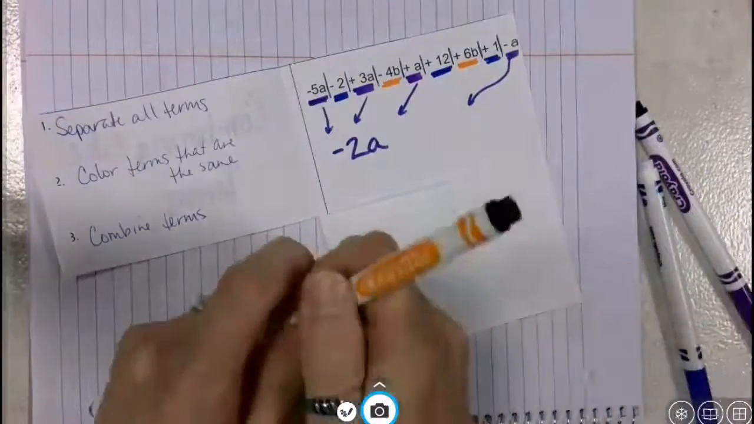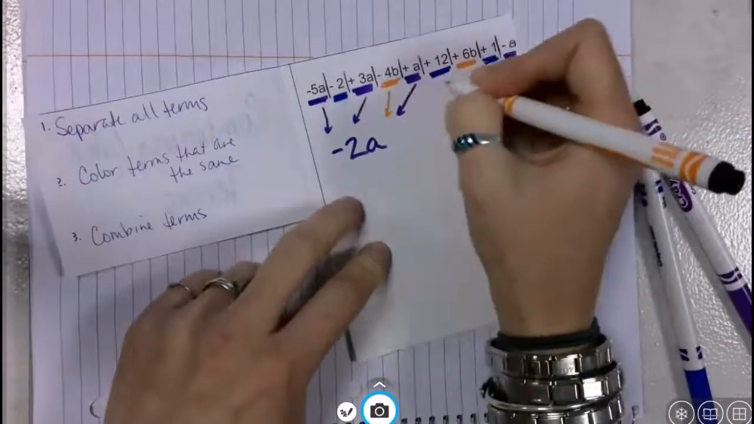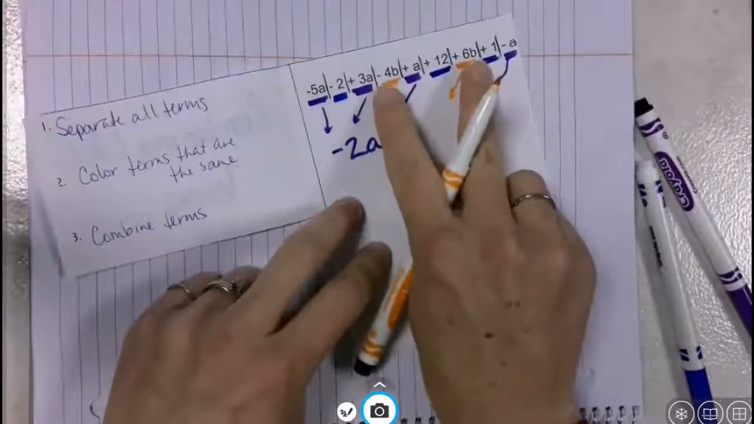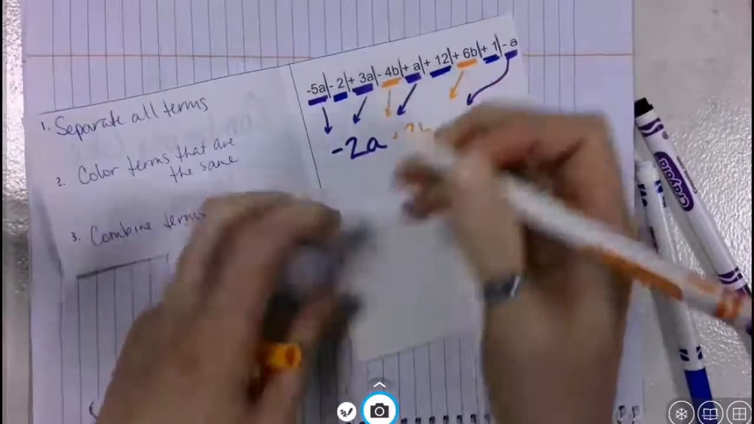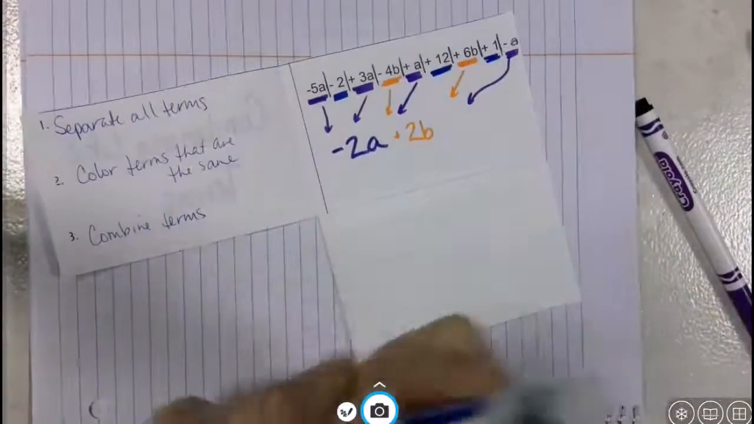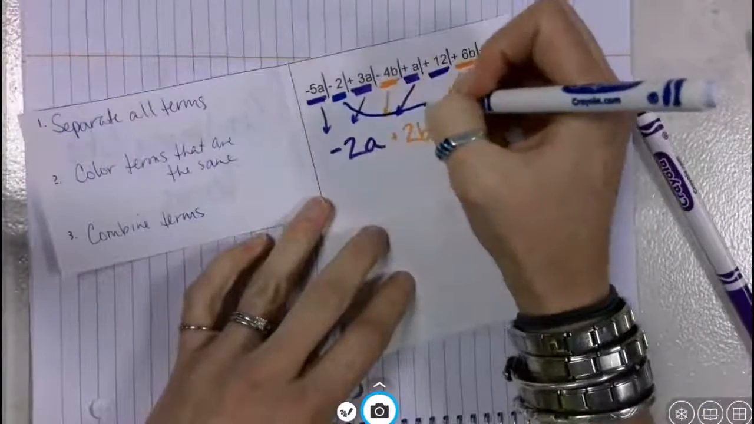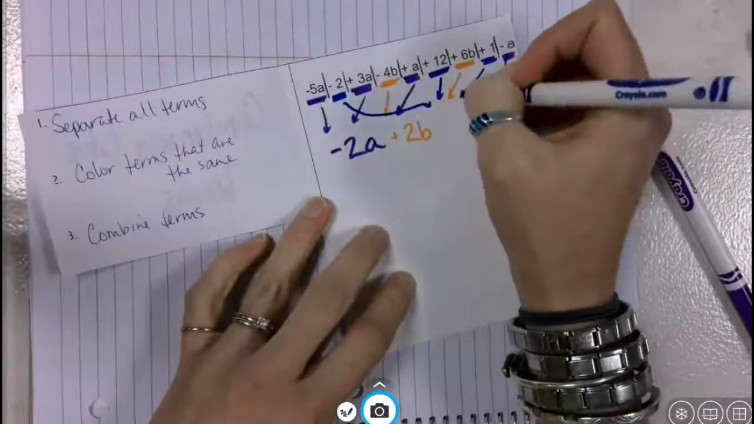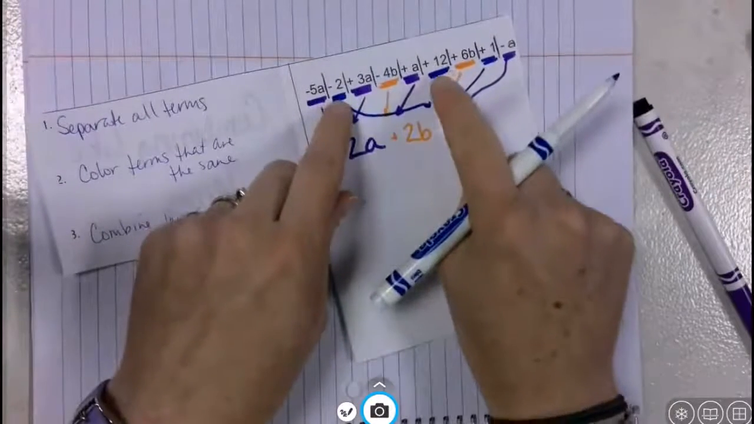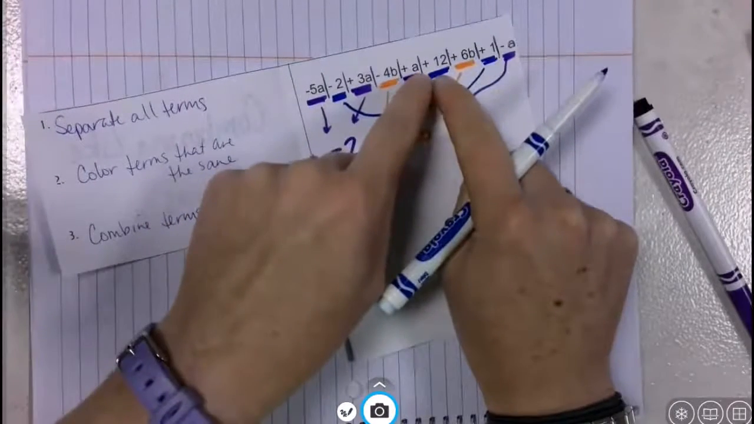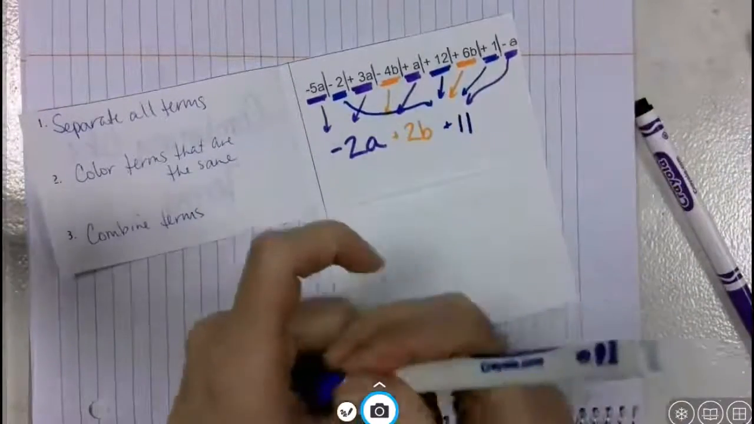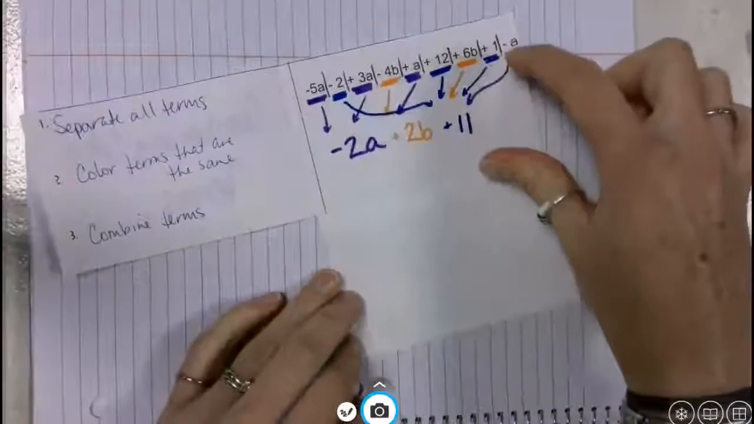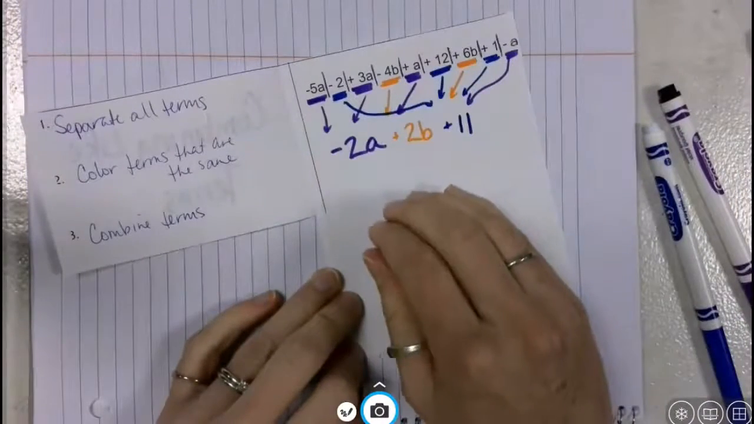So now I'm going to go to my orange and look at my B's. I see I only have 2, so I have a -4 plus 6, which would give me plus 2B. And now my blue, all of these are called constants because they don't have a variable. So I have -2 plus 12, which gets me to a +10, plus 1 more, which gives me plus 11. So I've combined all of the terms with their similar things.